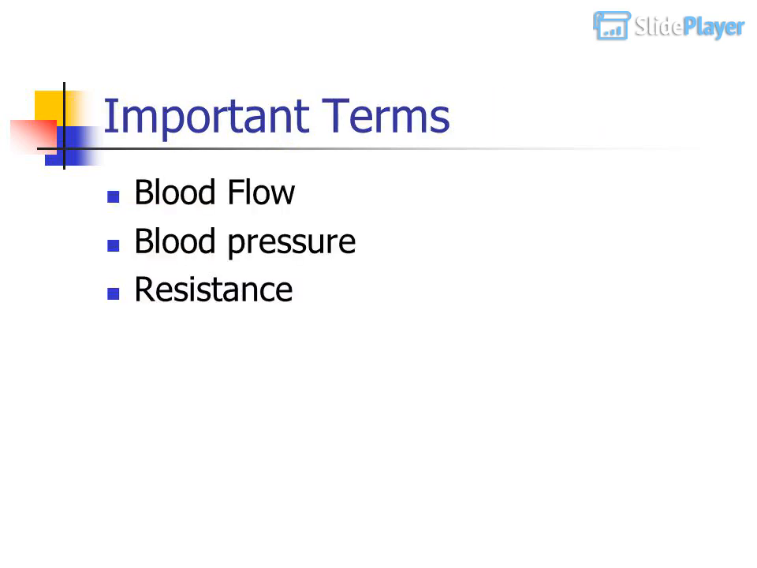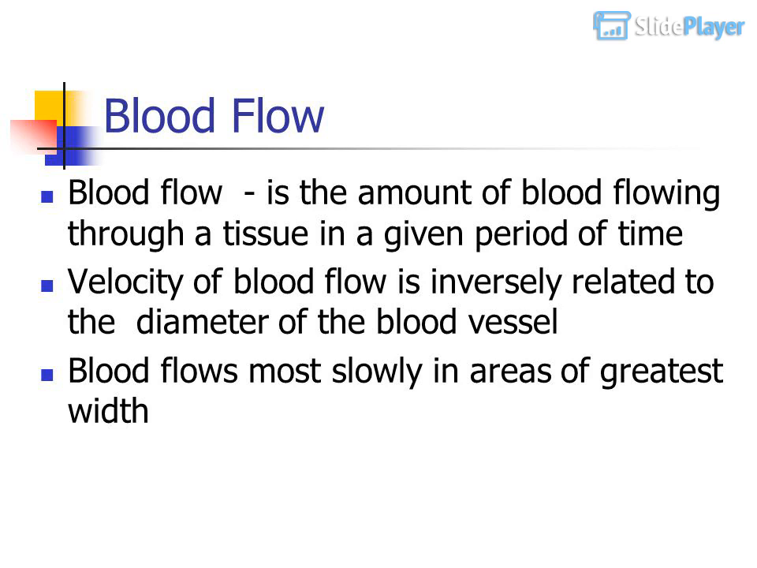Important terms: blood flow, blood pressure, resistance. Blood flow is the amount of blood flowing through a tissue in a given period of time. Velocity of blood flow is inversely related to the diameter of the blood vessel. Blood flows most slowly in areas of greatest width.